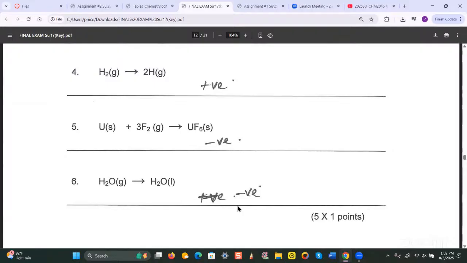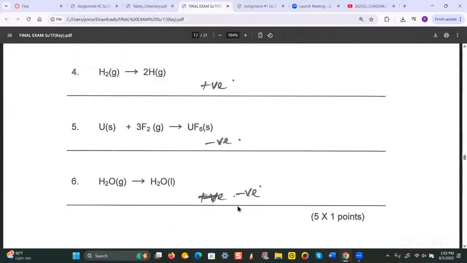So if it's aqueous, that means aqueous usually has high entropy. Aqueous is almost the same as liquid. The aqueous state is almost the same as the liquid state when it comes to entropy, right? So if you're going from solid to liquid, that corresponds to a positive delta S. Okay, thank you. Any other questions?